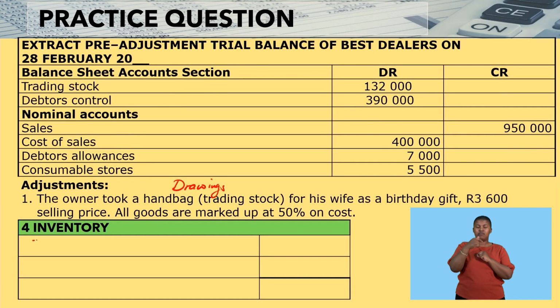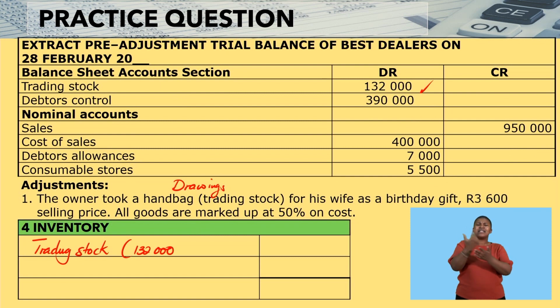I'll then come here and say trading stock. I will have an amount from the list of balances. Here's my trading stock, 132,000. So I'll come here. I have my 132,000. The owner has taken goods for personal use, so I need to record the goods that were taken for personal use.